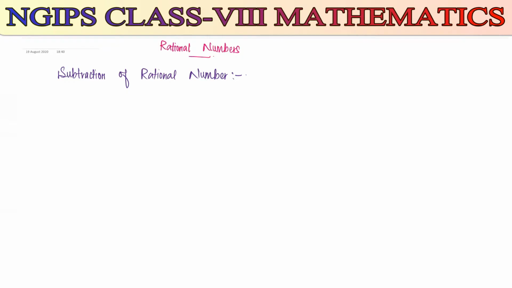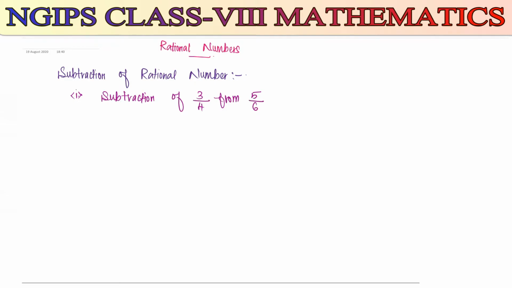They have given the question: subtraction of 3 by 4 from 5 by 6. Here if you look at this question, we need to subtract 3 by 4 from 5 by 6. It means first you have to write the second number 5 by 6. From this we need to subtract 3 by 4. In between we have the subtraction.